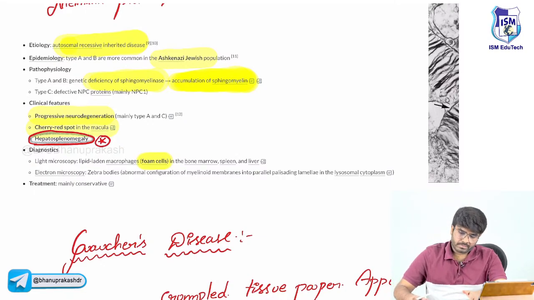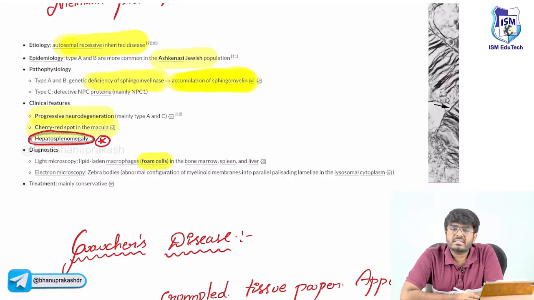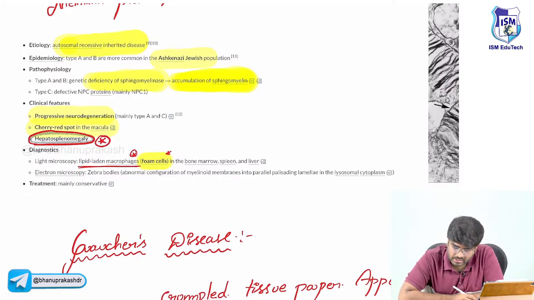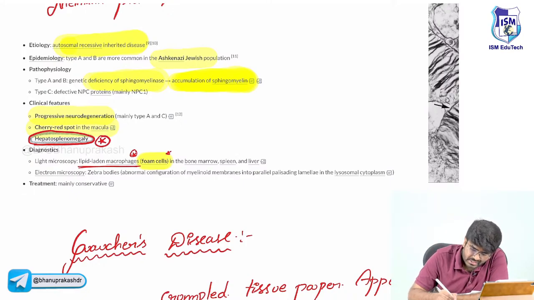Done. So, what are the foam cells? Foam cells are nothing but lipid-laden macrophages. On light microscopy, you can see the lipid-laden macrophages, so those are called foam cells. And as I have already discussed, on electron microscopy, you can see the zebra bodies.